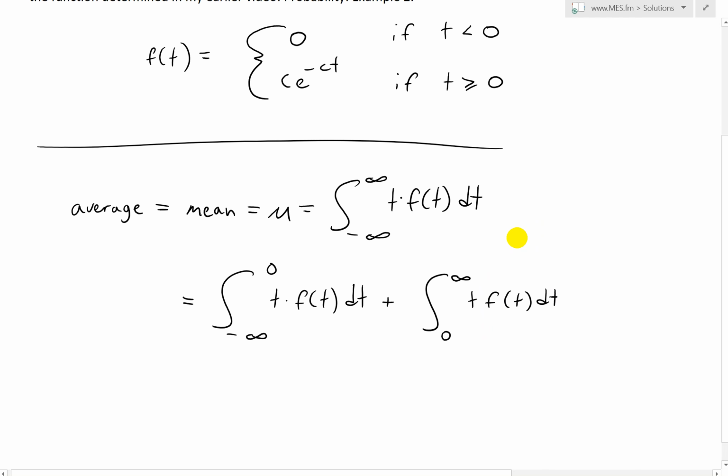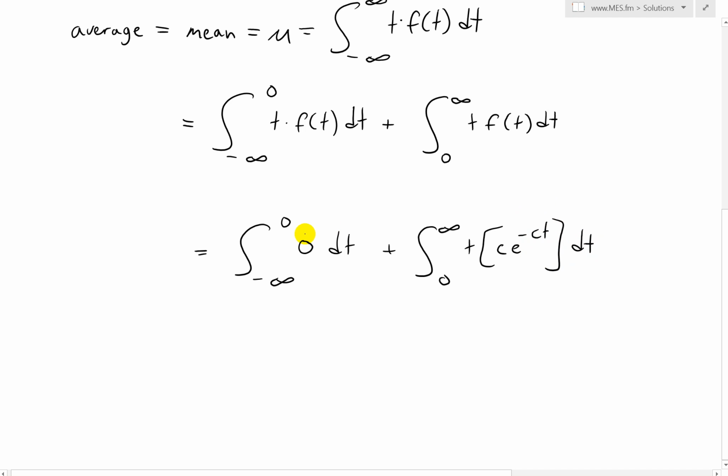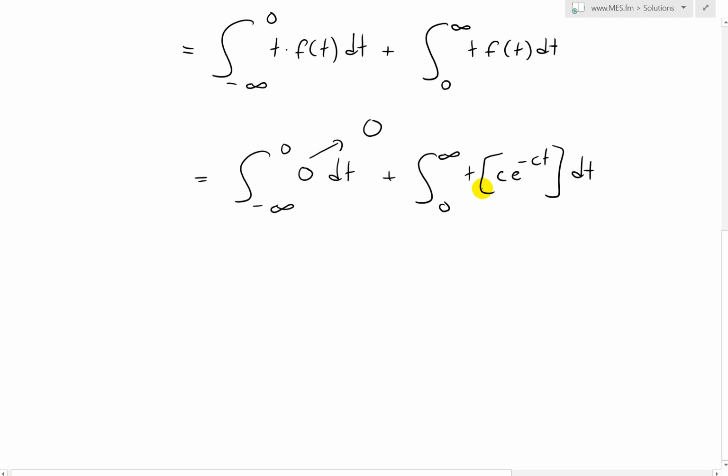Now when we plug in our f of t's, for negative infinity to 0 we just get the integral of 0. Then plus this one, 0 to infinity of t f of t, and I should plug this one in. This one is c times e to the negative ct dt. Again, the integral of 0, there's no area under this curve, is just 0, so that goes to 0. So we're just left with this part right here.